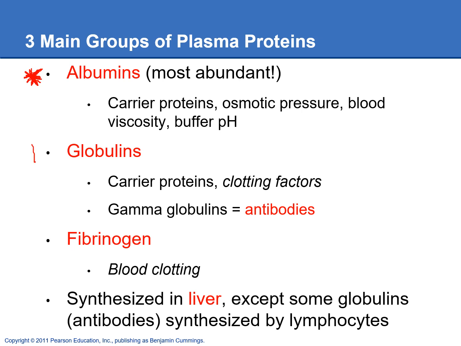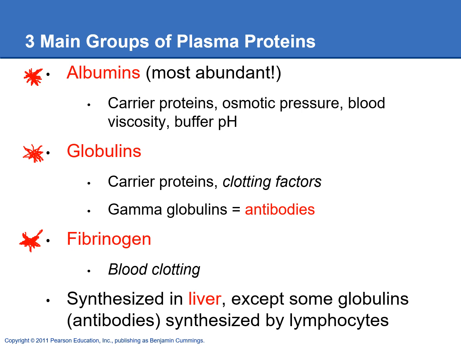And then we have our globulins. So the globulins can act as carrier proteins, and they can also act as clotting factors. And then we have the gamma globulins, which are also called antibodies. And the antibodies are made by some of our white blood cells called B lymphocytes. And then the third group of plasma proteins, these are called fibrinogen. And fibrinogen are used in blood clotting, which we'll talk about at the end of the chapter.